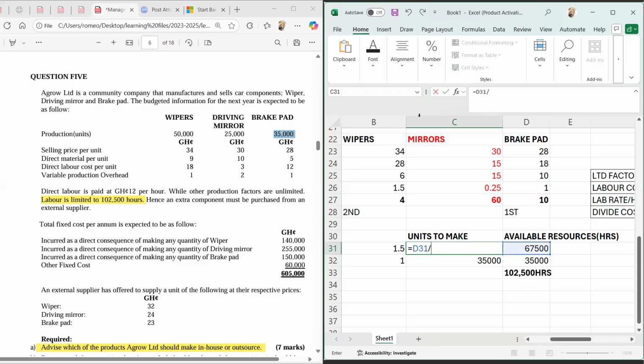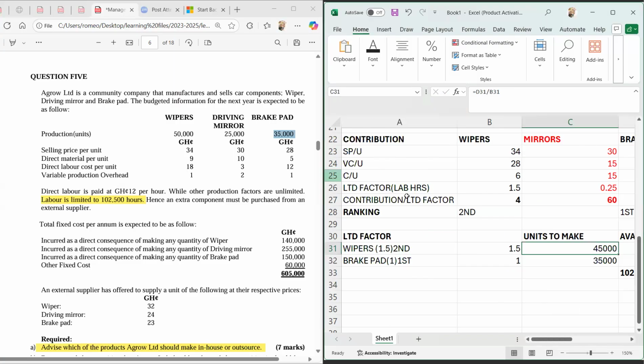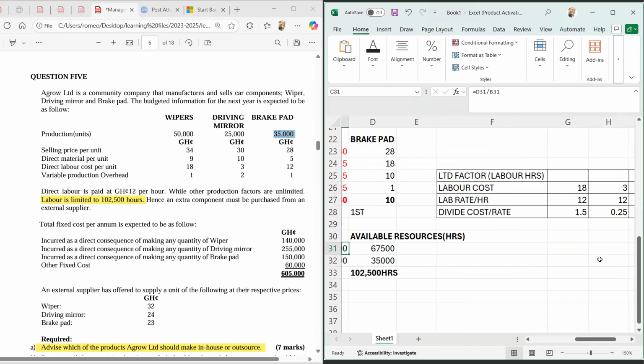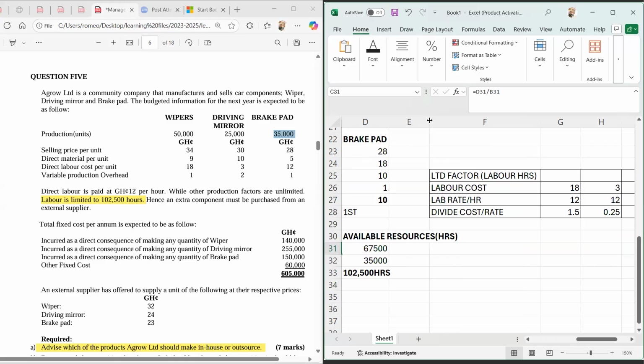this time, they said my time is almost up. Divide it by this. Manasseh, do you get it? That gives the units we can produce. So these are the actual units we are supposed to make for wipers, not 50,000. You get it? Okay, so for us to maximize profit, all we need to do is multiply it by our contribution.